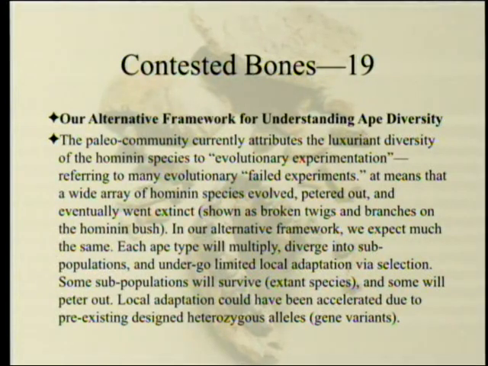In our alternative framework, we expect much the same. Each ape type will multiply, diverge into subpopulations, and undergo limited local adaptation via selection. Some populations will survive as extant species, and some will peter out. Local adaptation could have been accelerated due to pre-existing designed heterozygous alleles, gene variants. And I would add, maybe due to environmental things as well. If you have more radiation or toxic chemicals in an area, you might have accelerated degeneration.